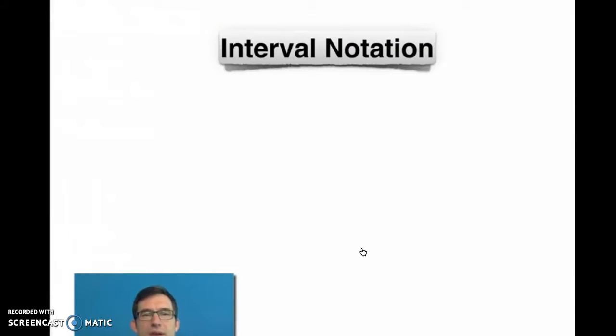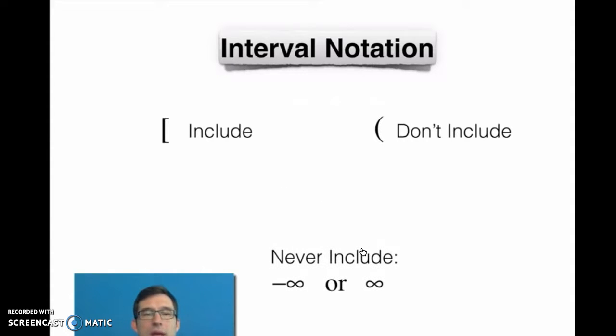So, interval notation. Let's summarize this. Right? The bracket means that we include. The parentheses means that we don't include. And we never, ever include negative infinity or positive infinity. So we always have the parentheses around these two guys. All right? So it's pretty easy.